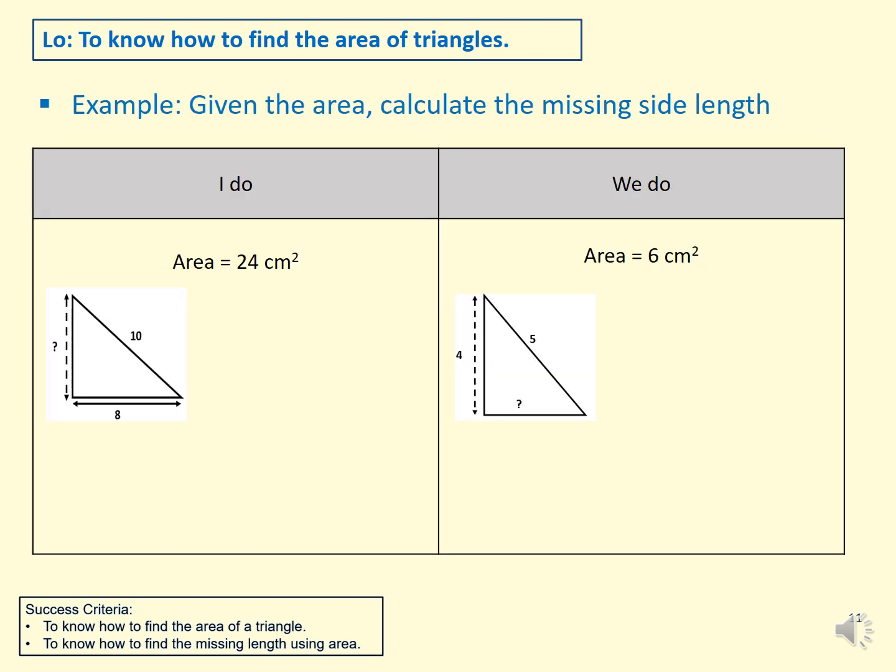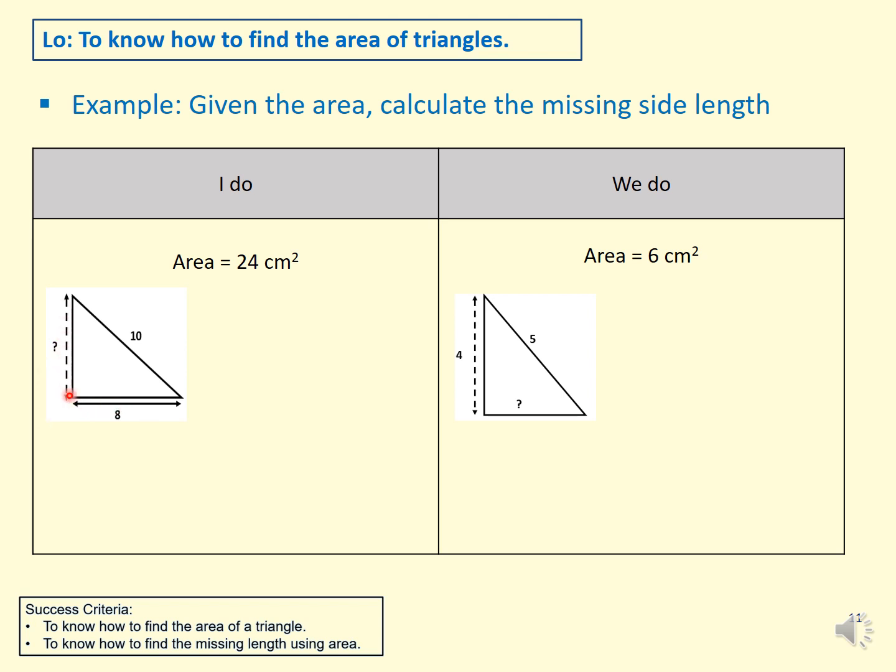Now you can see a different type of question. The question gives me the area and asks me to find the missing length. I have the area of the shape, which is a triangle, as 24, and I need to find that missing length in here. So let's go back to the formula for the area of a triangle. The area of a triangle was base times perpendicular height, then divide by 2.